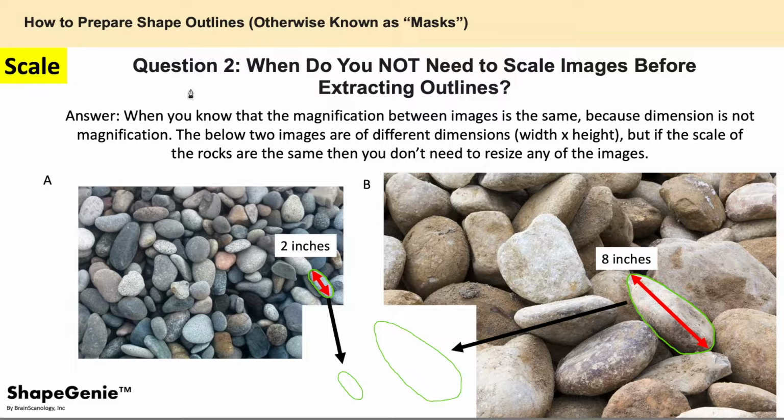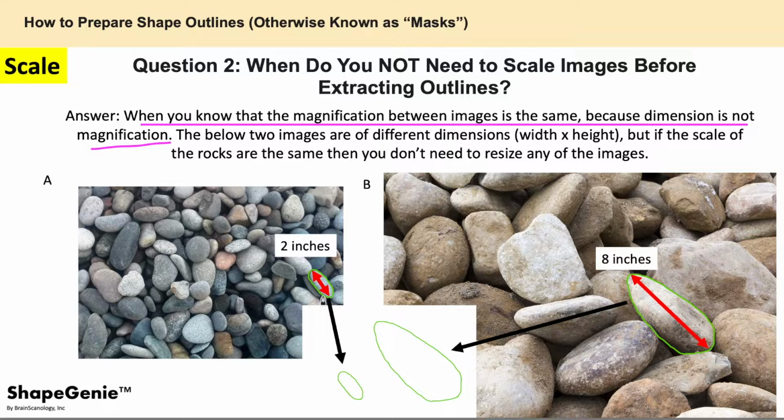Second question to ask is, when do you not need to scale an image before extracting outlines? And the answer is when you know that the magnification between images is the same, because dimension is not the same as magnification. For example, look at these two images below. Panel A is clearly smaller in dimension, that is width and height, than is panel B. However, the magnification can be the same.